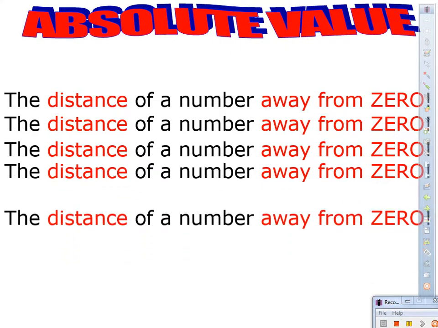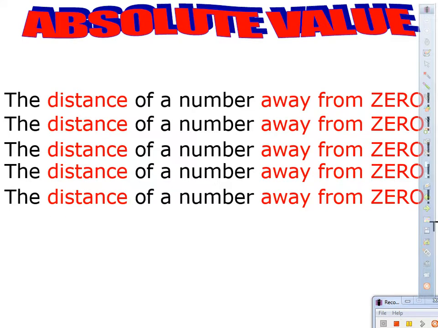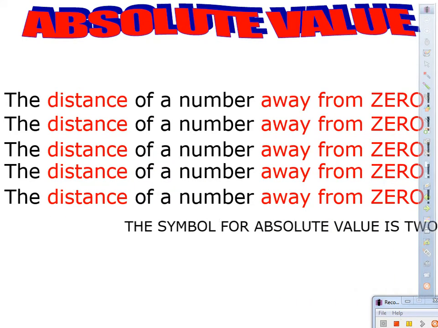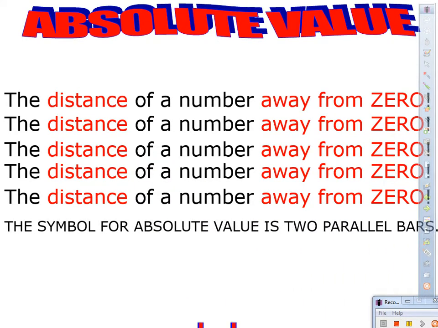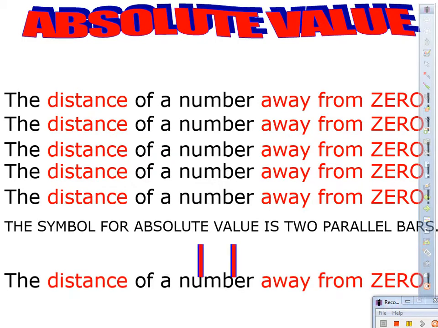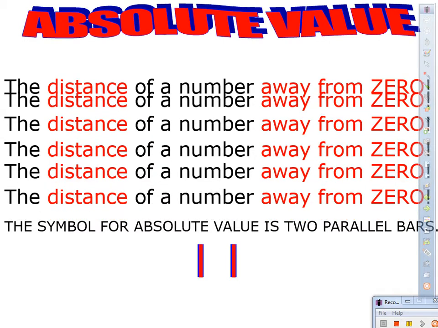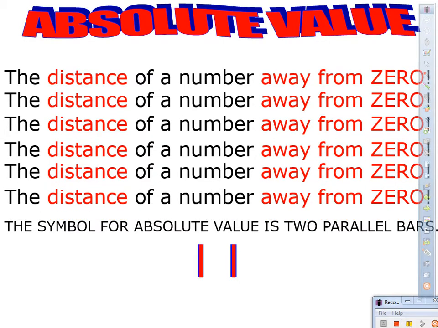The distance of a number away from zero. If you didn't understand what it is: what is it? The distance of a number away from zero. And the reason I want to make sure I get this down is so that you understand what we're looking at. What are we looking at? The distance of a number away from zero.